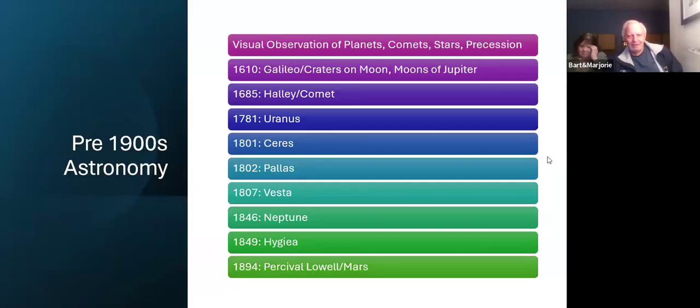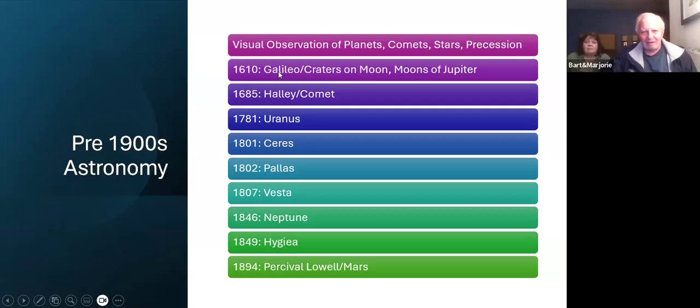So here we go. Here's what we saw before 1900s. We had eyeball observations, and people could pick up wandering stars, as they call planets. There were comets, there were stars in the sky, and they picked up on the pole of the Earth precessing in a 26,000 year cycle. Every 2,100 years, it would go through another house, and there are 12 houses that we know from astrology. So that's what we started with, just eyeballs.